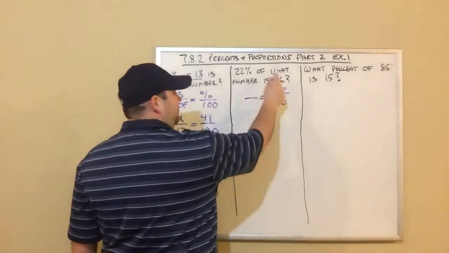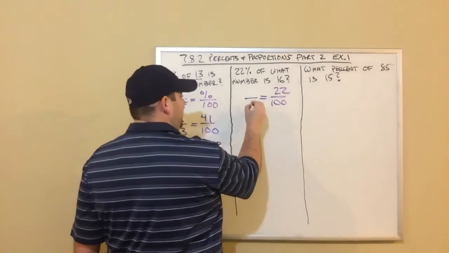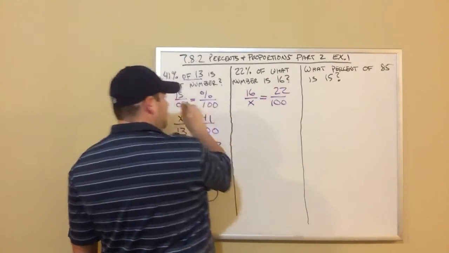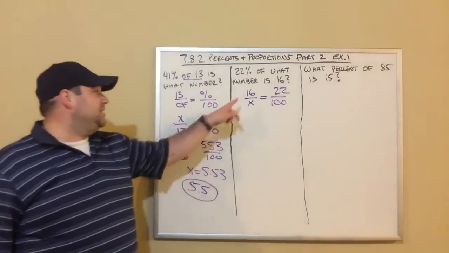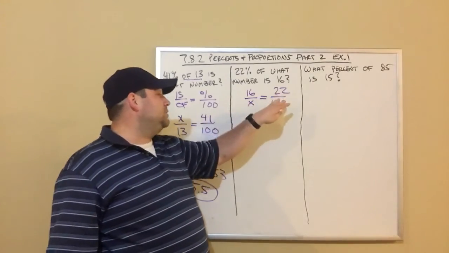Of what number is 16? So look at this. Of what number? That tells me I don't know the of. I don't know what number is the of. So that is going to get an X. Is 16. 16 goes in the is spot. So now you can see my proportion a little different than the other one, but it's the same idea. 16 over X equals 22 over 100.